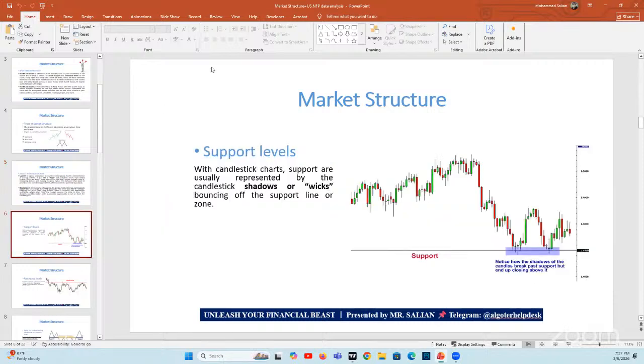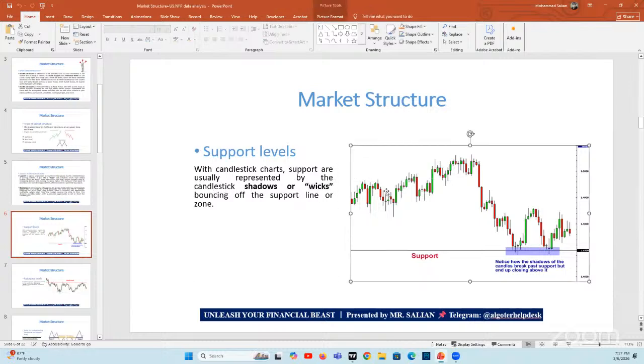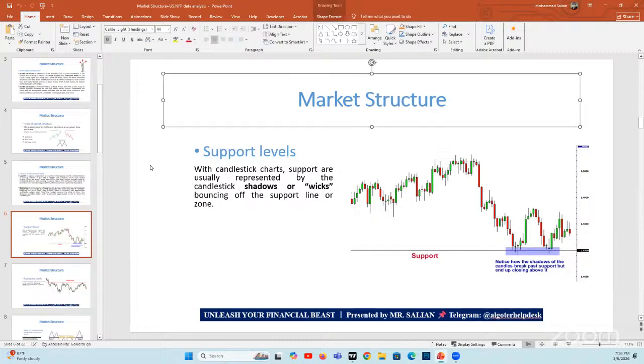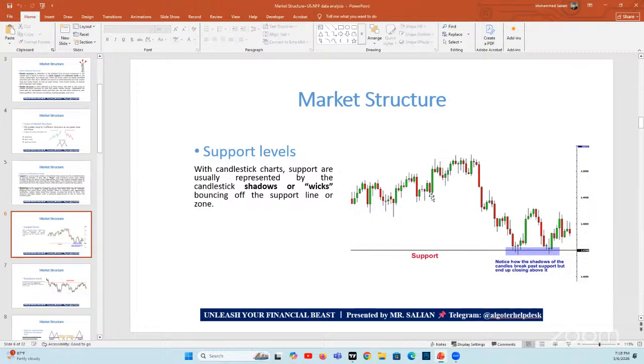Now, take a look at this. With candlestick charts, support are usually represented by the candlestick shadows or wicks. Okay, every candle, at least majority of them, 99%, they all have these wicks. So bouncing off the support line or zone. So in this example, as you can see, if you will draw a line somewhere there at this price, I don't know, this could be a GBP USD or Euro USD chart.